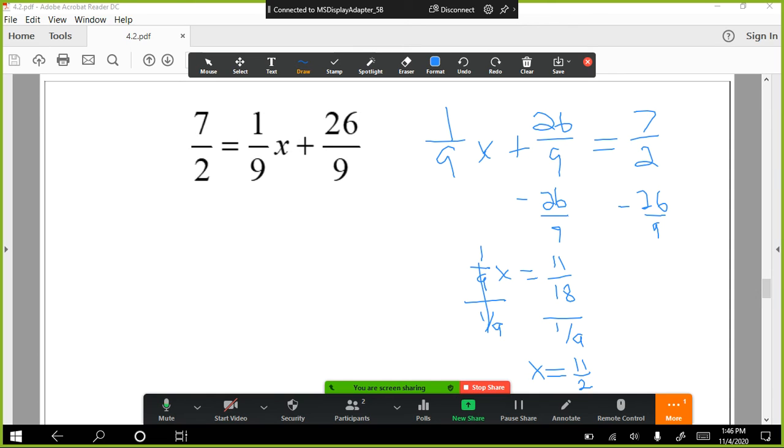11/2, or, well, they have improper fractions there. If they start with improper fractions, it's okay to leave your answer with improper fractions. If they had mixed numbers, you would want to write your answer as a mixed number. All right. So the calculators make this very simple.